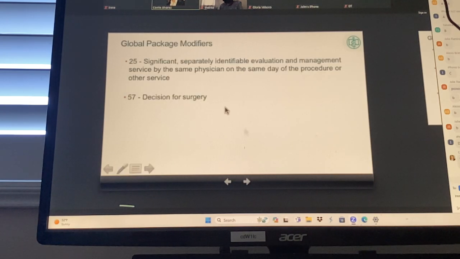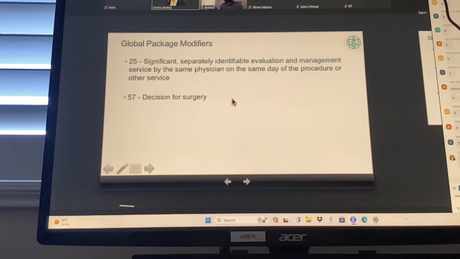And here's a modifier 25. Again, this is when you're doing a procedure on the same day, and 25 goes on the E&M code, not on the surgery. 57: when you're doing surgery, if you looked at the guidelines, it said the day before is considered part of the surgical package. But there is an exception.